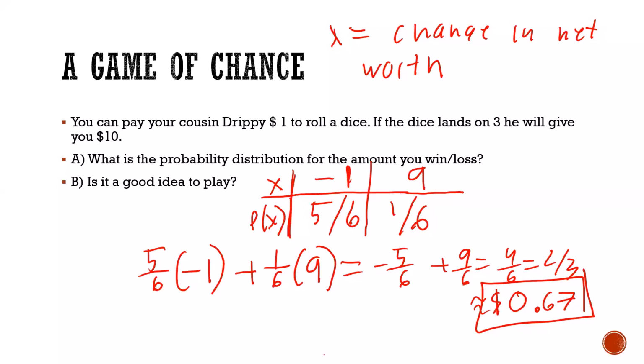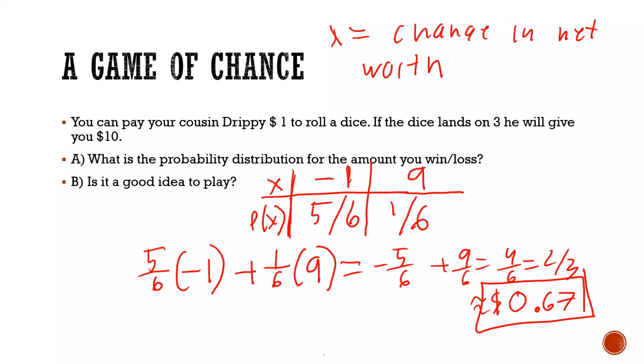Which as a dollar amount, notice this is a probability. This is a ratio, so it has no unit. These are measured in dollars. So I multiply a unitless thing by $1 plus a unitless thing by $9, I get dollars. So what this is saying is over time, if I played this game many, many times, sometimes I would lose, sometimes I would win, but on average, each time I play, I would increase my net worth by 67 cents.